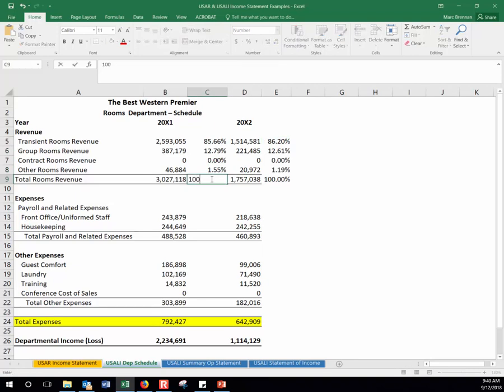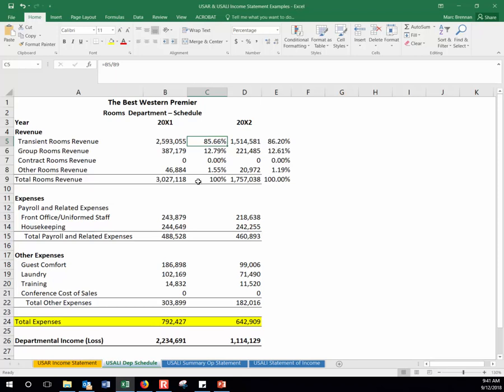Okay, this would be 100% because we are comparing always to the rooms revenue. This is the total revenue for this statement. So in this case, I could take a look at, for the rooms department schedule, what my breakdown is. So in 2011, I had 85.66% of my rooms revenue came from transient. Well, it stayed the same the year after.